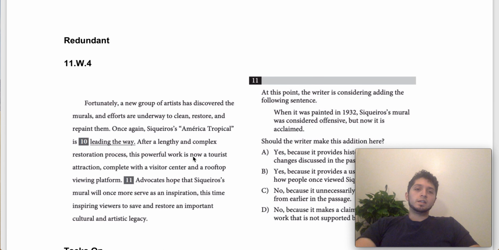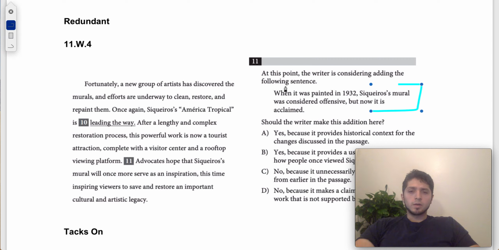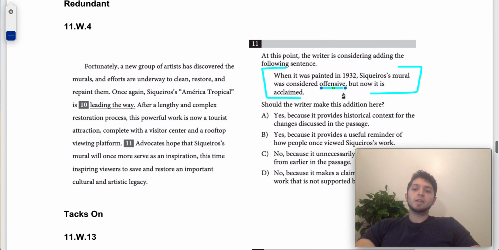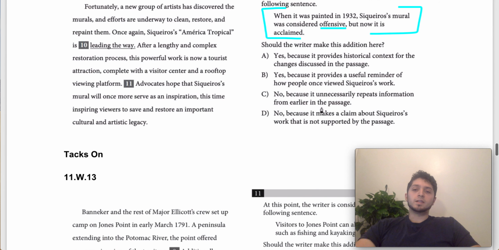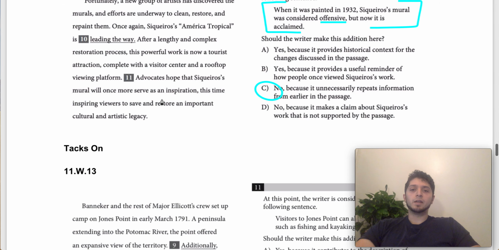Let's look at redundant here. So this is just a quick example. I was having trouble finding some. I'll look for some more in a later video. This is right here. When it was painted in 1932, Siqueiros' mural was considered offensive, but now it is acclaimed. I don't have the rest of the passage presented here, but if you read the rest of the passage, this is an example where you'll note that this claim that it was considered offensive is actually already repeated in the passage, which means it's going to be here. No, because it unnecessarily repeats information from earlier in the passage. So this is one example of where redundancy is a reason why we would eliminate something and not include it.